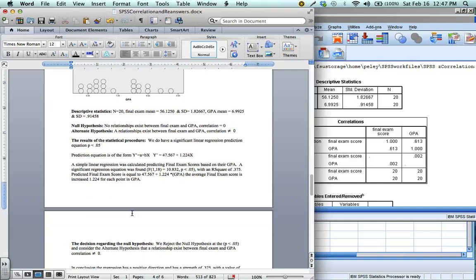So the results of our statistical procedure, we do have a significant linear regression prediction with the p-value being less than 0.05. Remember I was telling you a minute or two ago that we have this equation, y prime is equal to a plus bx. Where do we get these coefficients of a and b from? We know x is the independent variable and y is the dependent variable.